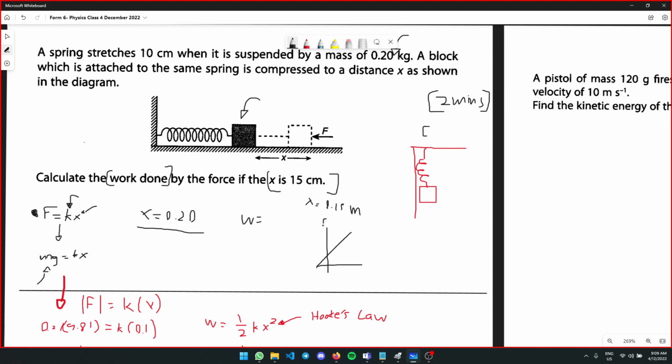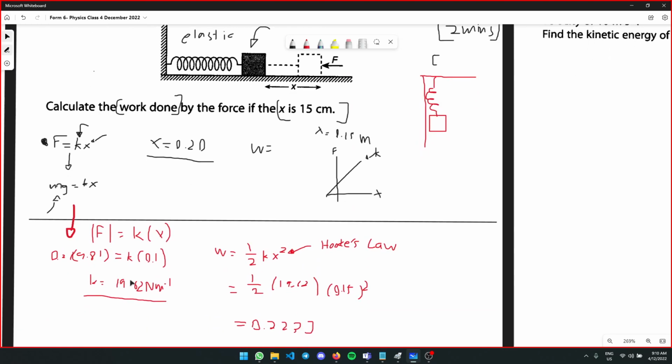So F over x is your k. You want how much it extends and how much the force is. We are assuming it's elastic, so it comes back, and it's a straight line. So we want to find the k here first. We find it by how much it extends when you put a force on it. In this case, the force on it will be the weight of the block. So using that, we find the k, and k is 19.62.